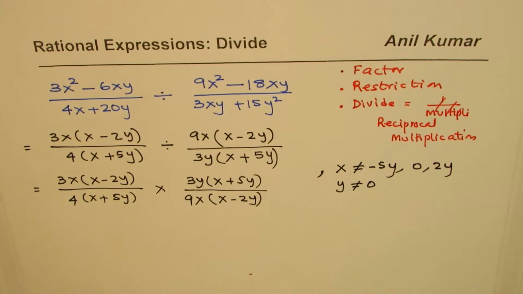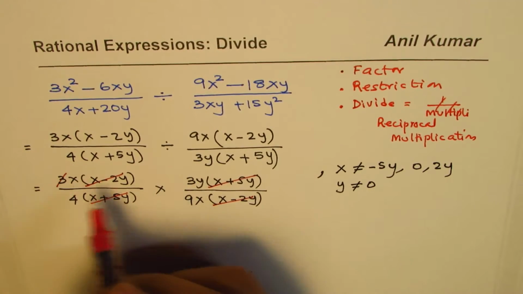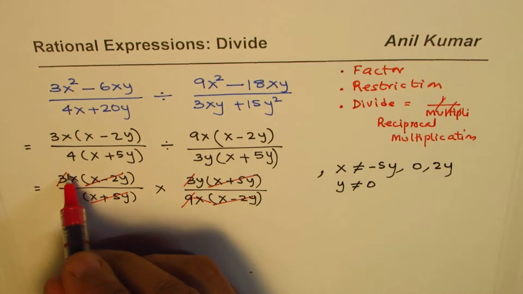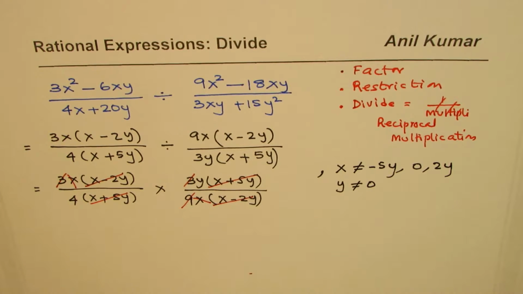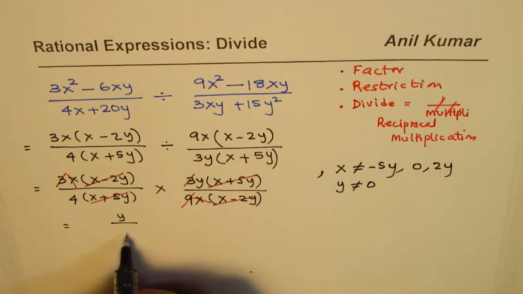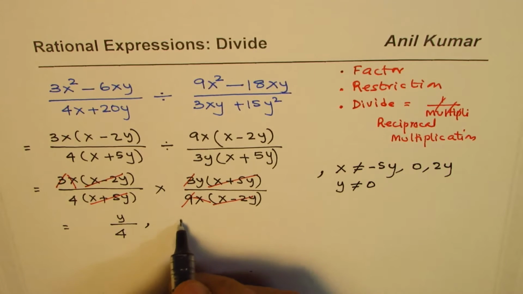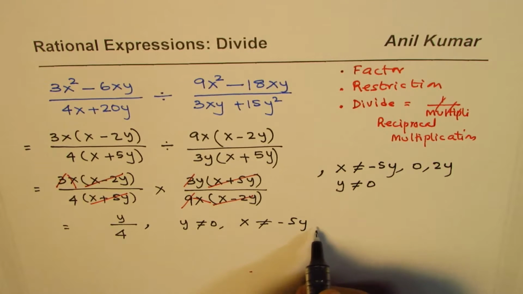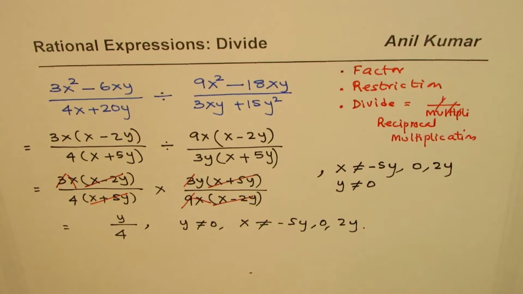Now, we'll simplify just as we did in multiplication, cancelling common factors. x plus 5y is common, x minus 2y is common. Now, 3 times 3 is 9, 3 times 3 is 9, so 9 goes, that is 1, right? And then x and x is also common, correct? So with this, most of the things have been cancelled. What are you left with? You're left with y divided by 4 and all these restrictions: y is not equal to 0 and x is not equal to minus 5y, 0 and 2y, correct? So that becomes the solution for the given rational expression.